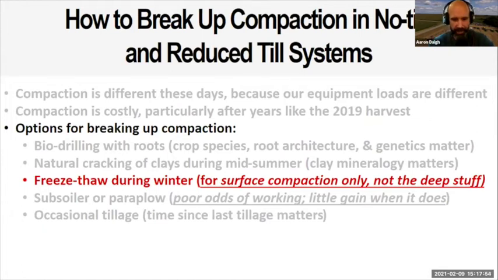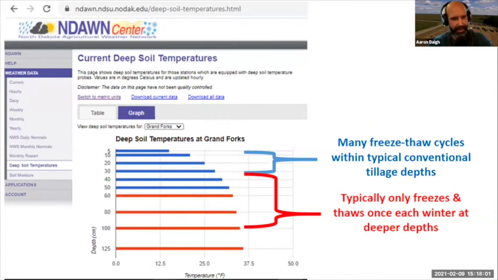Well, this is good for surface compaction pretty much almost exclusively, and not the deep stuff. And the reason is, and I encourage you to go on to like the Indon Center and take a look at their deep soil temperatures and watch it happen for your local area, that in the top 6 to 8 inches, you'll see many freeze-thaw cycles within a winter. And those are the depths of conventional tillage depths where our surface compaction is at. But below that, in those deeper zones, you only get 1 freeze and you only get 1 thaw every winter.